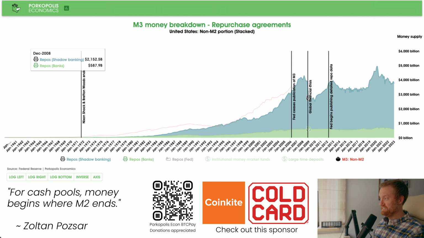You can actually see the plunge during the global financial crisis, where we went from a peak in the repo market in the shadow banking sector of $3.7 trillion down to, in roughly end of 2009, $1.9 trillion. So basically a 50% crash, 50% drawdown here. And it's back up again, but down a little bit from the COVID years.